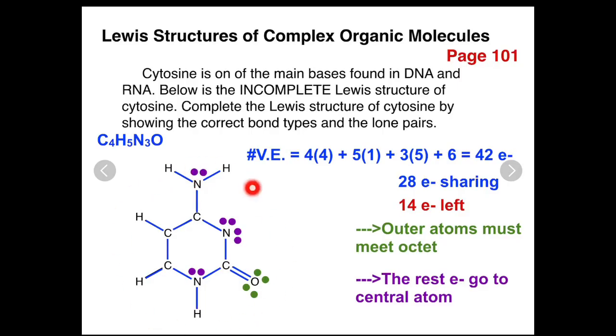If you count them all, the electrons in the bonding and the electrons in the lone pairs together, they need to equal 42.